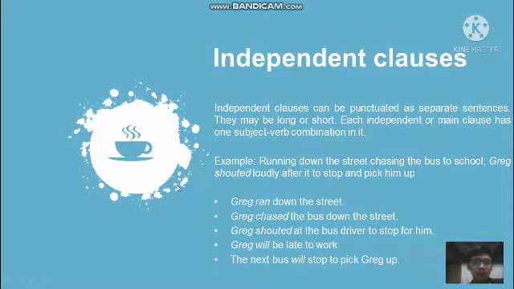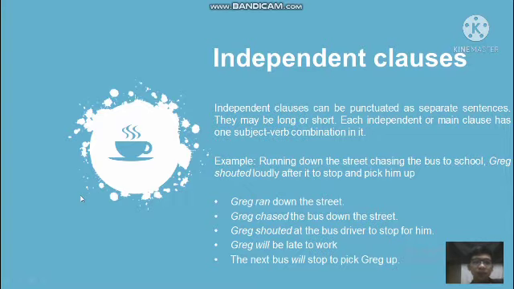Okay, Greg will be late to work. The next bus will stop to pick Greg up. So these are some examples. These sentences are independent clauses. So all of these sentences are independent clauses, because they have a subject and a verb. They do not have a subordinating conjunction or relative pronoun that would make them dependent.